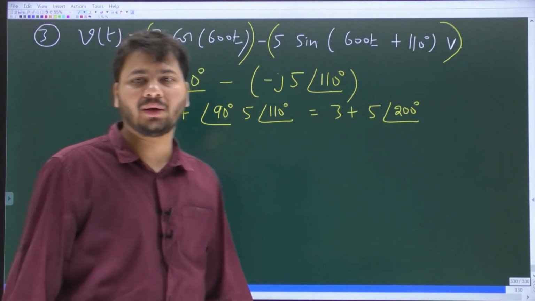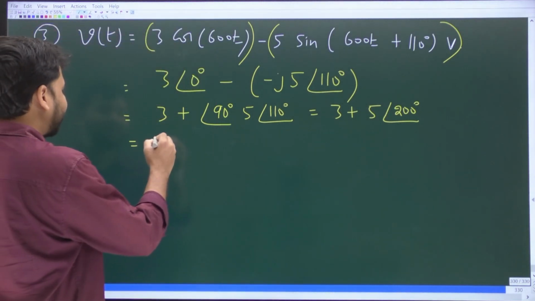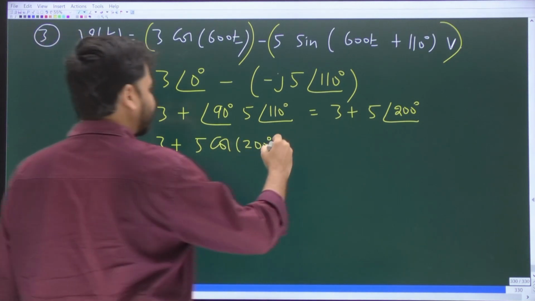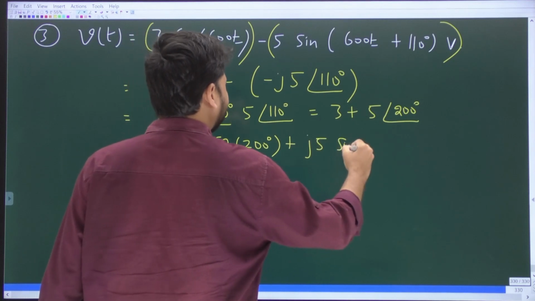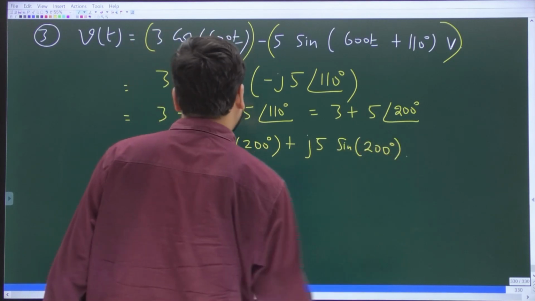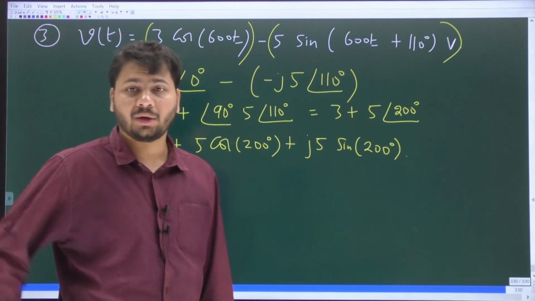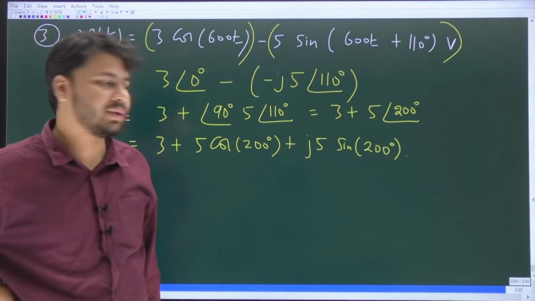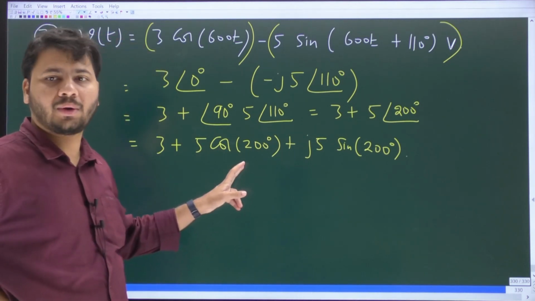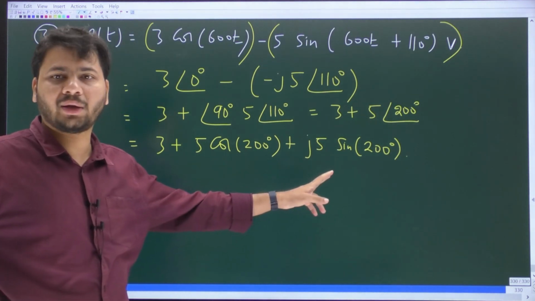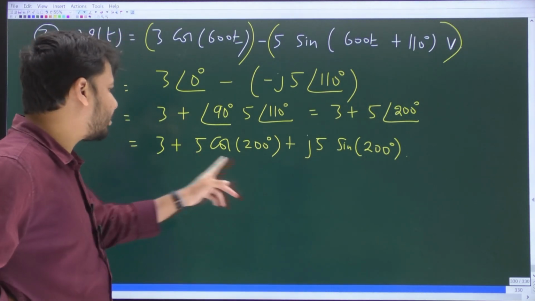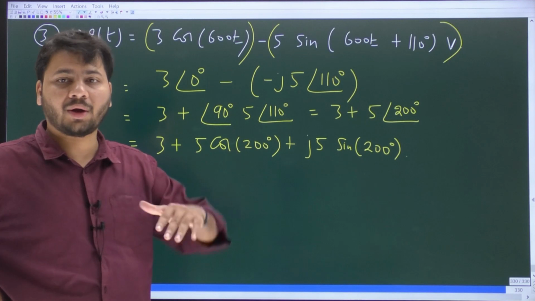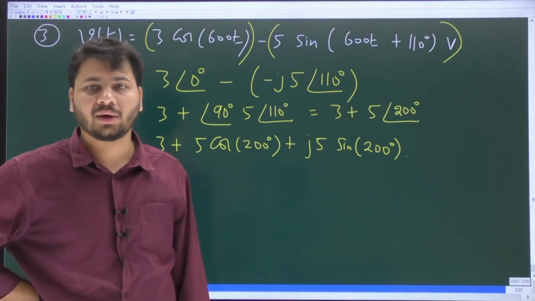So what is 5 at an angle 200 degrees? First you have 3. So 3 plus 5 cos 200 degrees plus j times 5 sin 200 degrees. That's all. 3 and 5 cos 200 degrees both are real. The only imaginary term is 5 sin 200 degrees. Add up the two real parts, then you will get the phasor in rectangular form. Convert that rectangular into polar. You will get the final phasor representation.